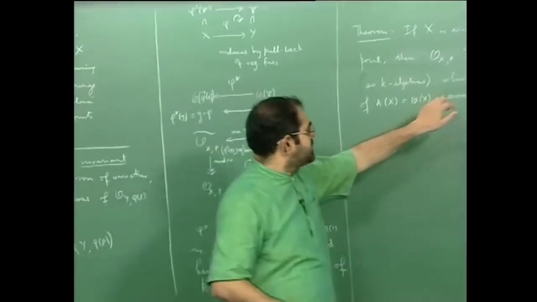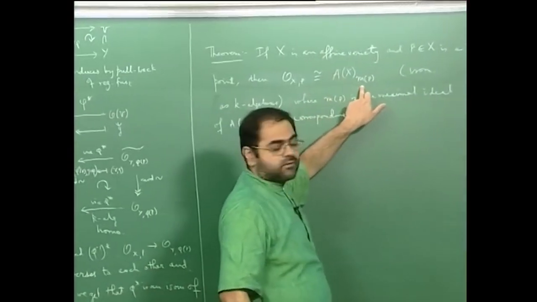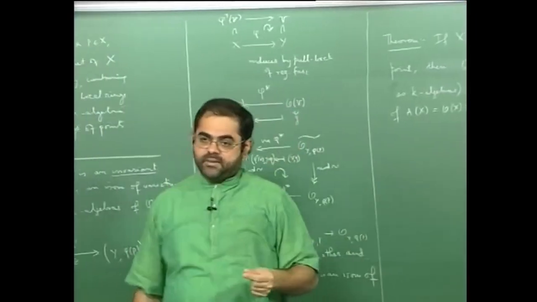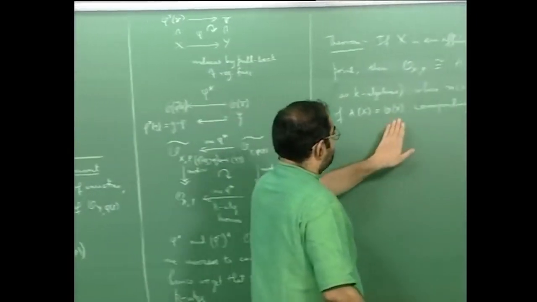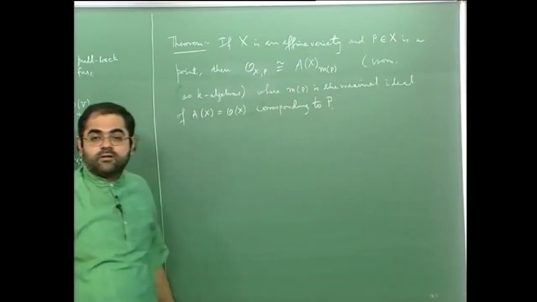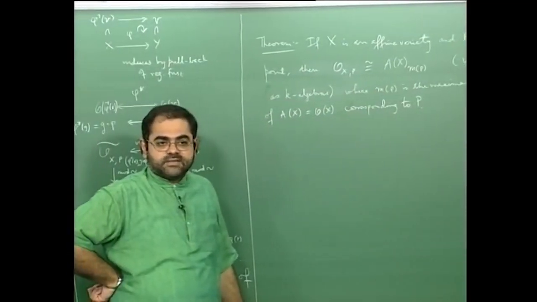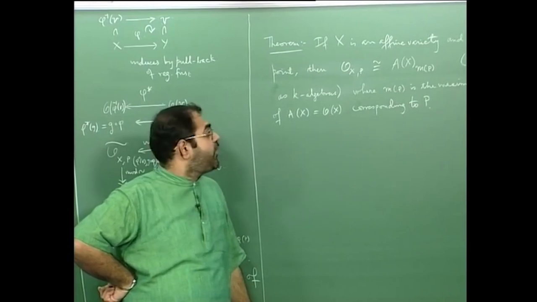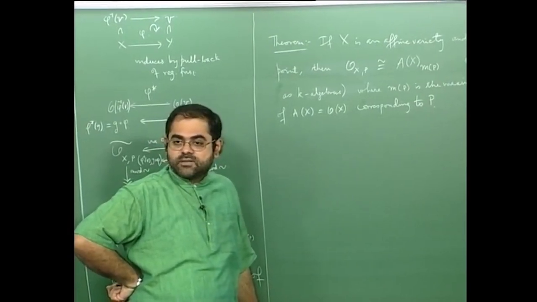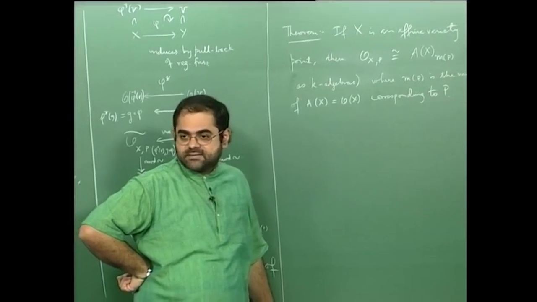So this means take the ring AX and invert all the elements which are not in the maximal ideal corresponding to the point P, okay. Then the other thing is, of course, I want you to recall that, according to the Nullstellensatz, the points of the affine variety X are in one to one correspondence with the maximal ideals in AX, okay.